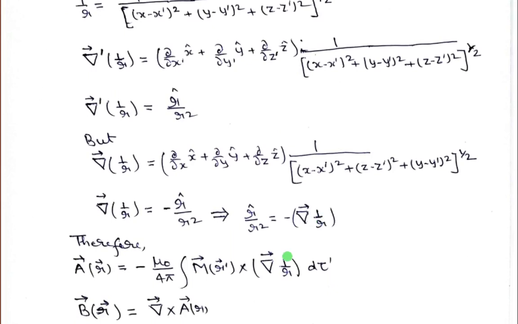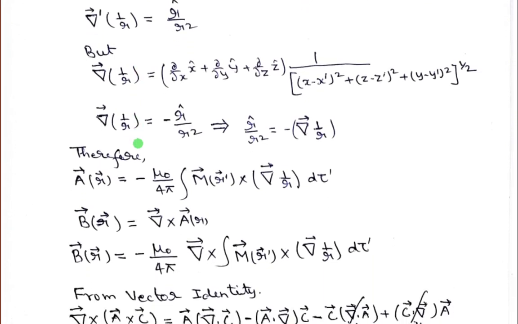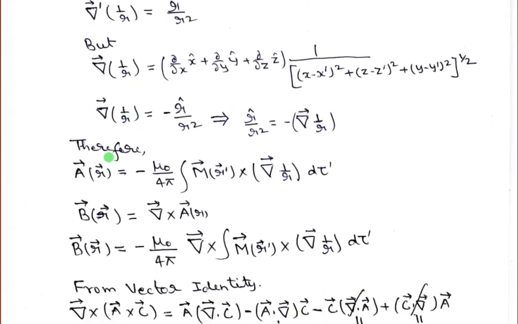We can write minus gradient of 1 upon r. That's what I wanted to convey. Okay. So now if you do this, what will we get? We will get, if you write the vector potential, that is vector A at position r, is equal to, so now in place of r unit vector upon r square, we can write minus gradient of 1 upon r.